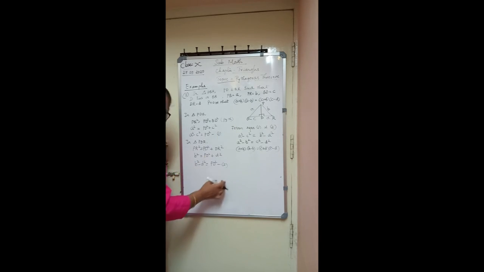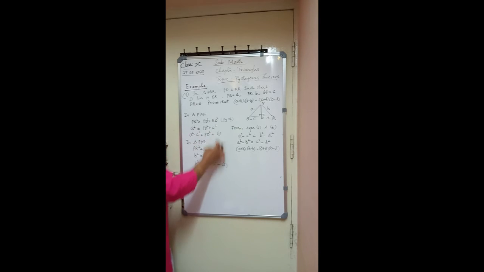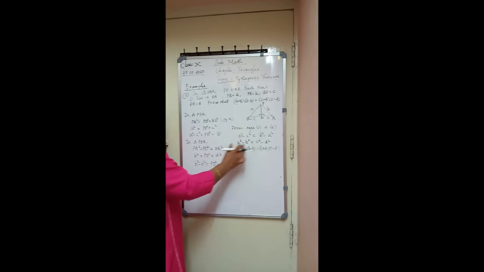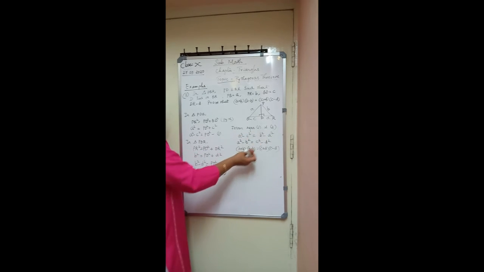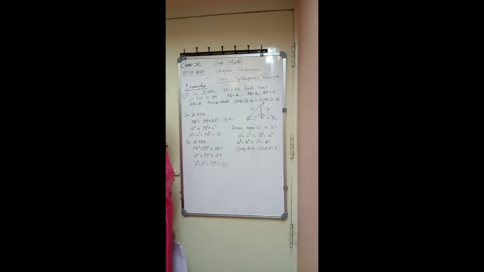Then you compare both the equations where the RHS is equal to PD square, so that the LHS is also equal. So a square minus c square equals b square minus d square. Bring b square to one side and take this c square to the other side. So a square minus b square equals c square minus d square, which is nothing but the required proof.